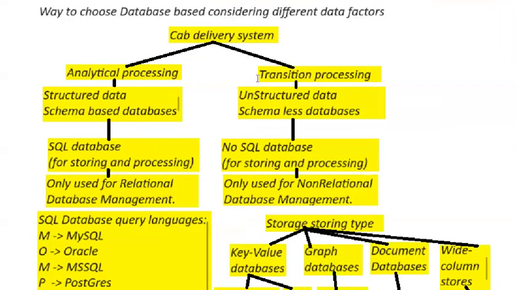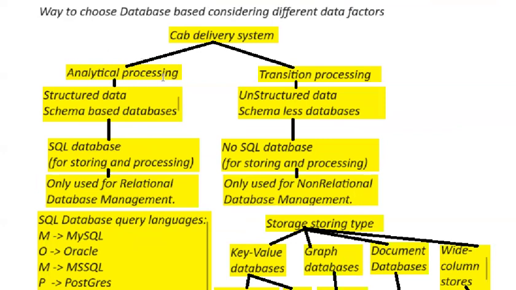I hope you watched the previous video. There we have seen analytical processing databases. Whenever we take a real-time example of a cab booking system, while booking a cab they need to store our data. That is, by using analytical processing, they need to store our data and process our data, right?